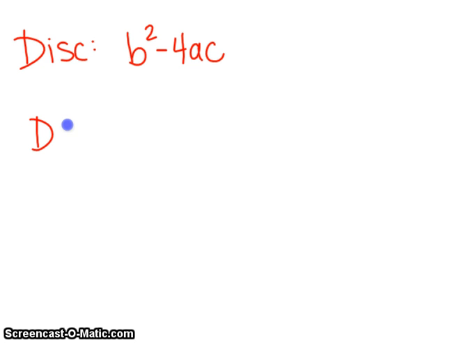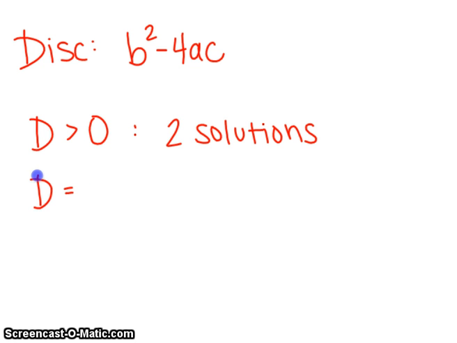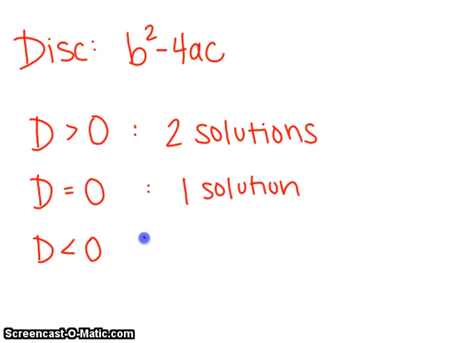If your discriminant is greater than 0, then that means that you will have two solutions to that particular quadratic. If the discriminant equals 0, you will have one solution. And if the discriminant is less than 0, or it's negative, that means you're going to have no solutions.